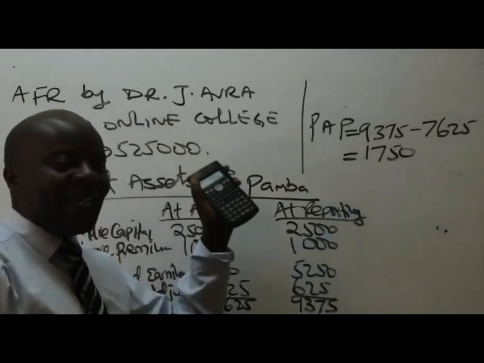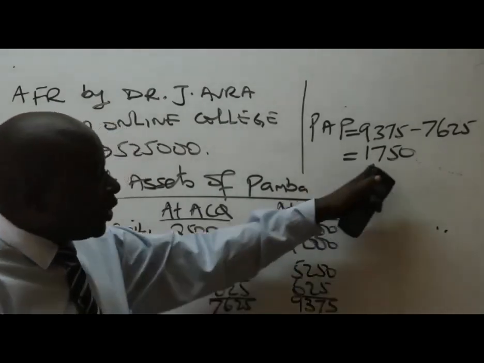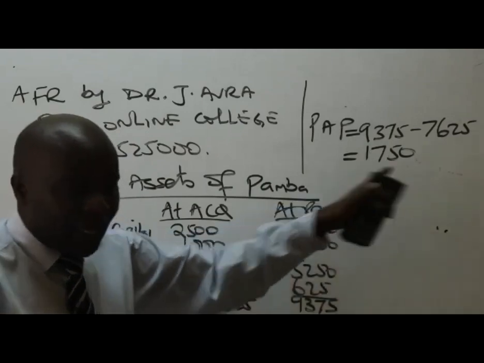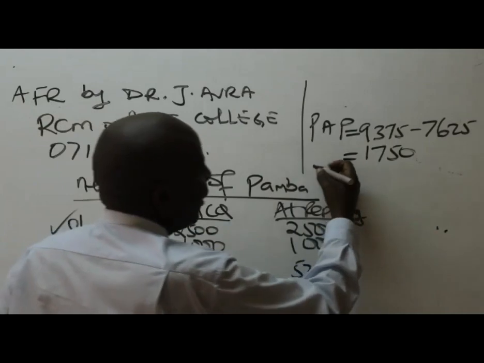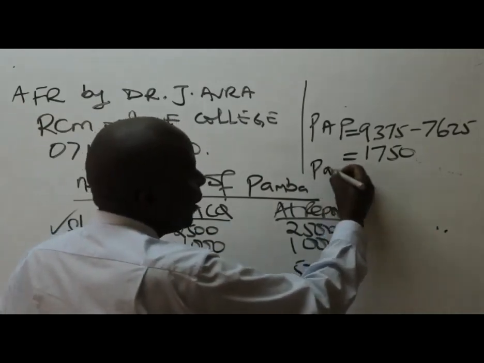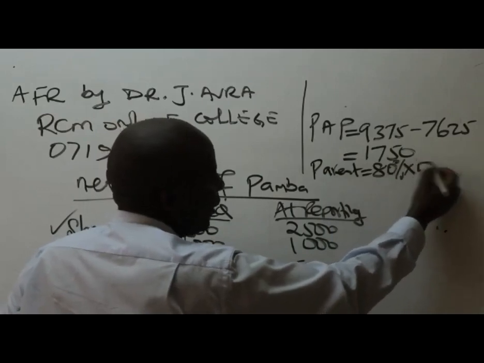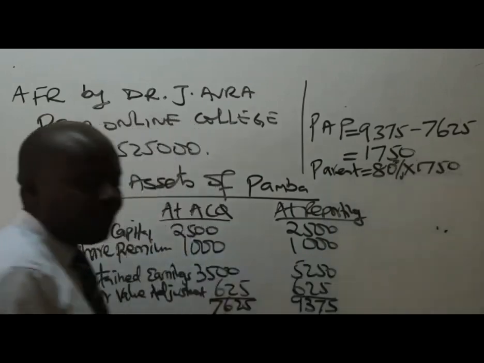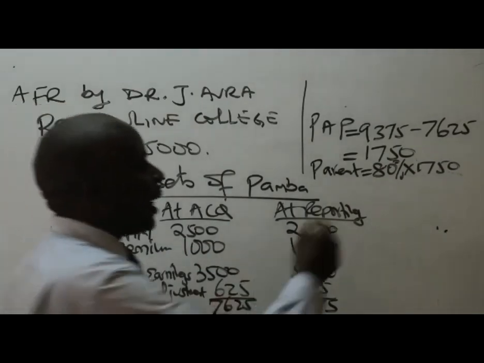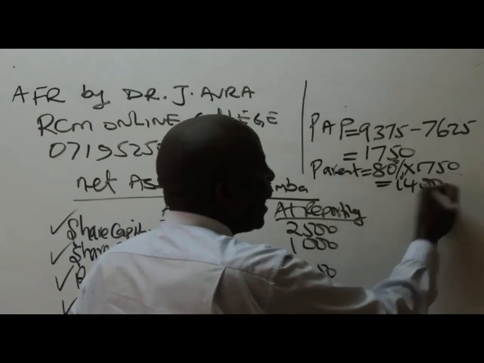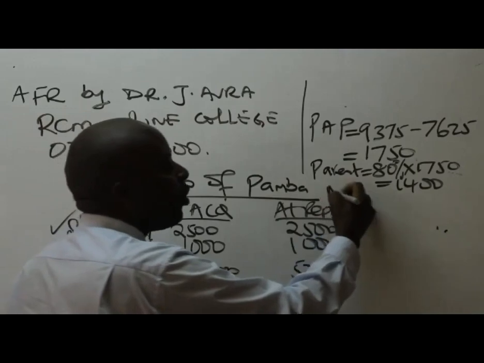I know this is irrelevant for part one, but if I'm the one doing this, I'll go ahead and share the PAP out for the subsequent parts. In this case here, the parent is going to get what share? We know that the parent has 80%. So 80% of 1750, times 0.8, will give me 1400. So the parent here will take 1400 of this post-acquisition profit. And then the balance will go to NCI.